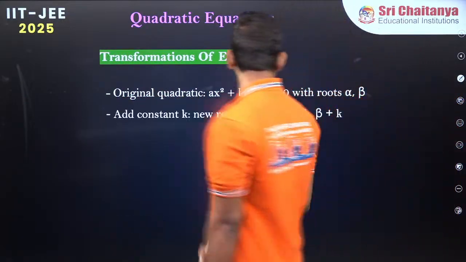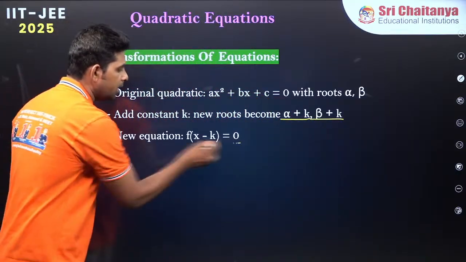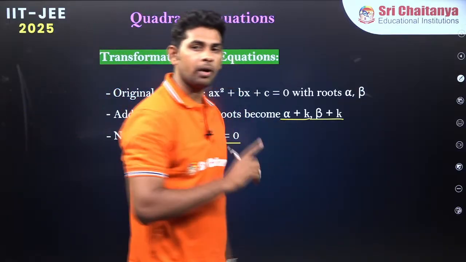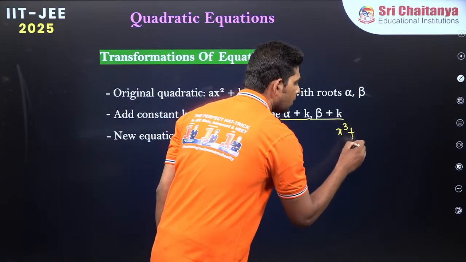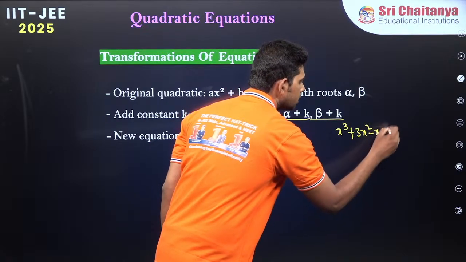That you can see you are taking alpha plus k and beta plus k. Your equation will be f of x minus k is equals 0. Now I am going to ask you to find the equation after adding, for this equation, the roots 3x square minus x plus 1 is equals to 0.